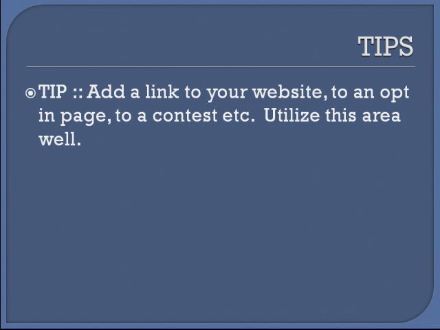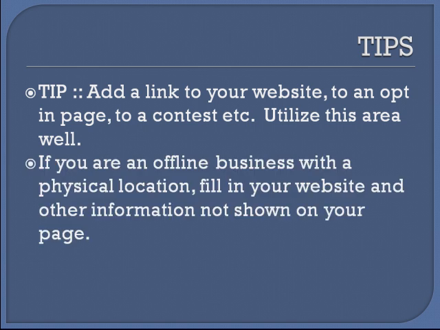So what you can do is add a link to your website, to an opt-in page, to a contest, and so forth. Make sure that you utilize this area very well. Let me give you some tips. If you're an offline business with a physical location, fill in your website and other information not shown on your page. On your page, you might have your address and this and that, but you might not be able to show every single thing. So make sure you utilize this area as much as possible.